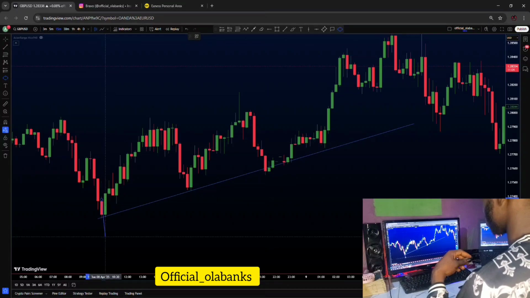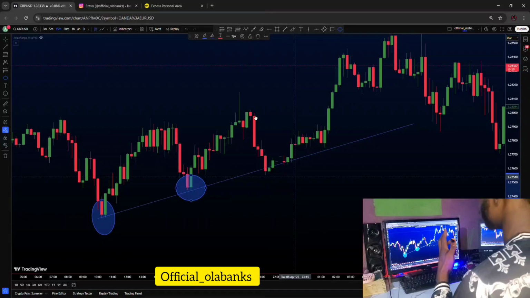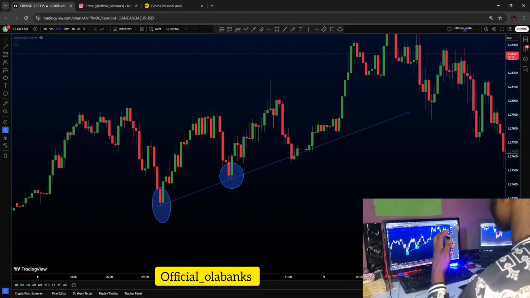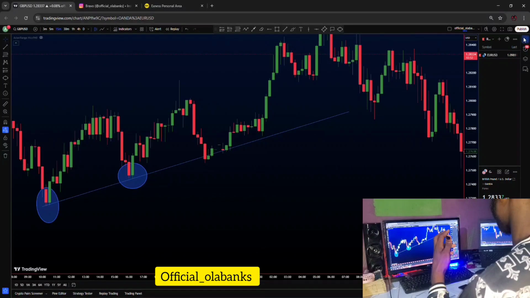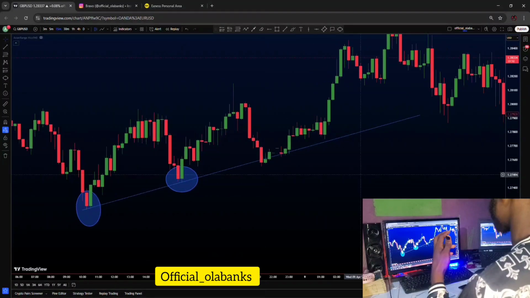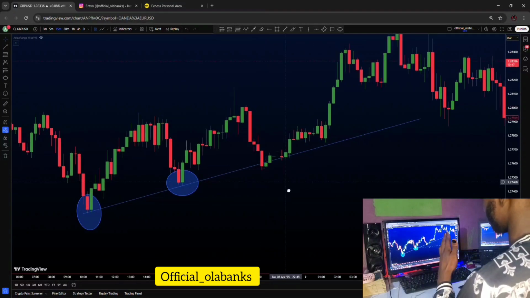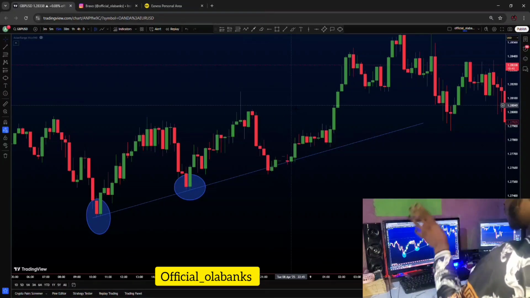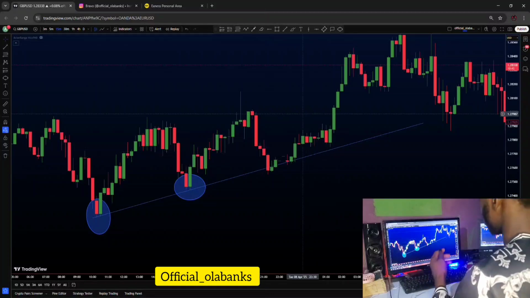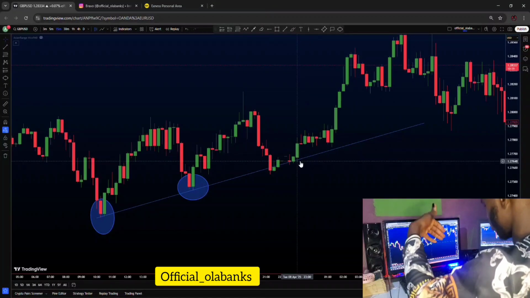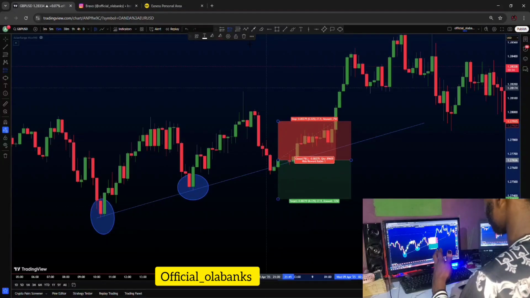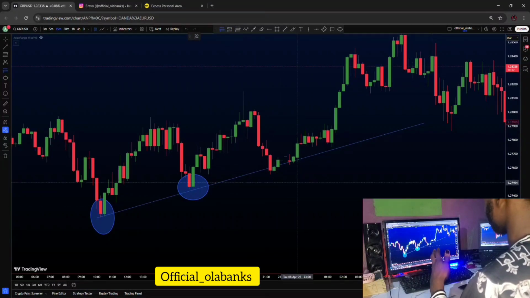So this is our first touch here on this trend line. This is our second touch on this trend line. What should we be anticipating whenever the price comes back to the body of that trend line? You want to be looking forward to buy, and if it is testing against the trend line, you want to be looking forward to sell. But this one is bouncing on the trend line, so you want to be looking forward to buy.